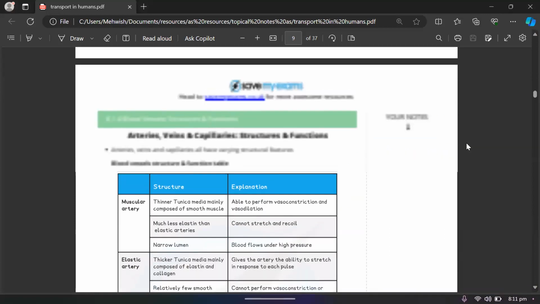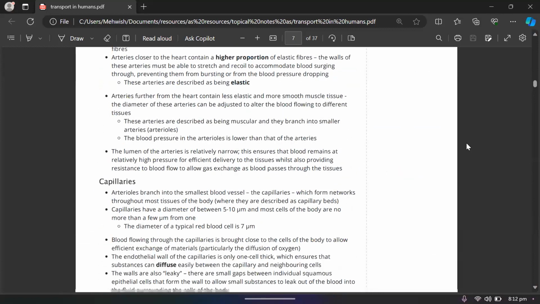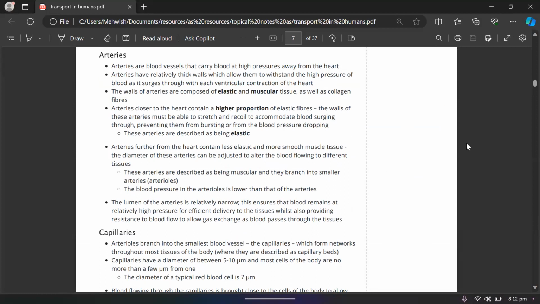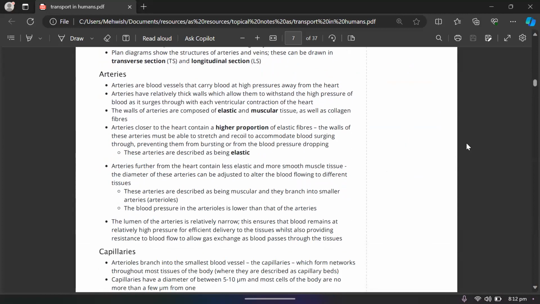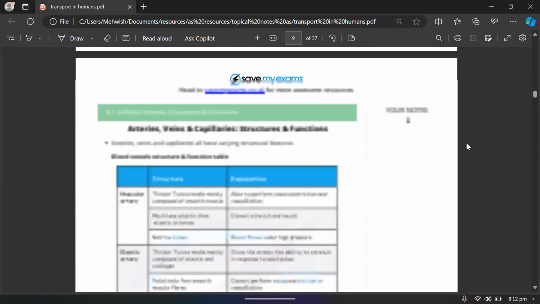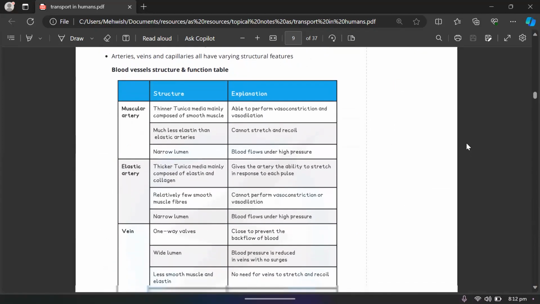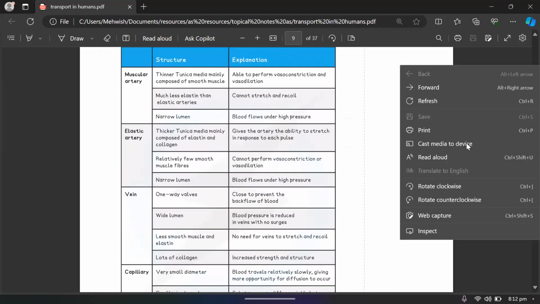Okay, so this was our last topic: we are done with the arteries, veins, and capillaries, and I have explained the different layers or linings of an artery and a vein, and how they're adapted to perform their function of supplying blood away from the heart, and bringing blood back into the heart. So now today we will see this table to have a brief comparison between the three of them again, and then we will move on to the next topic.